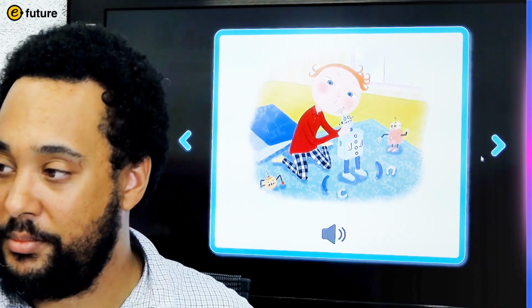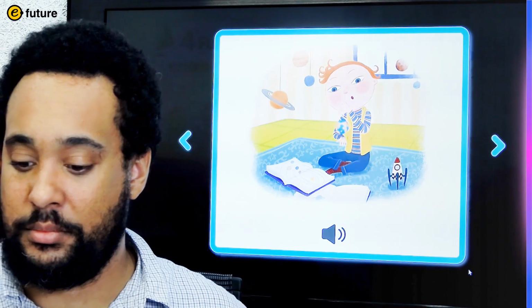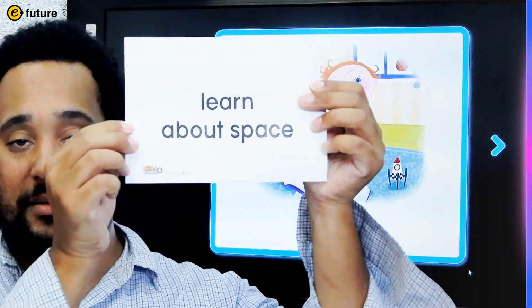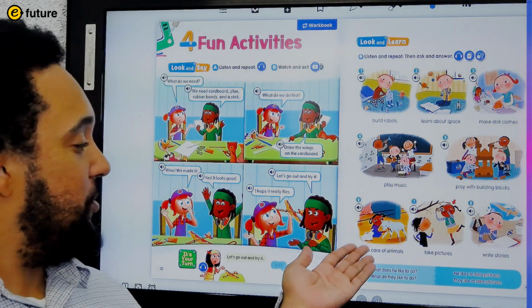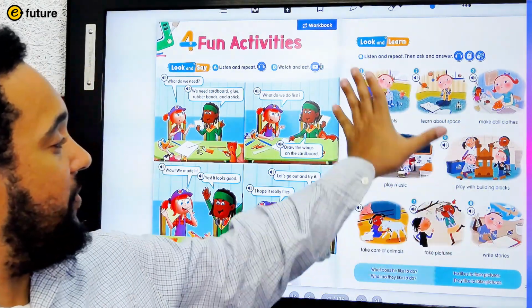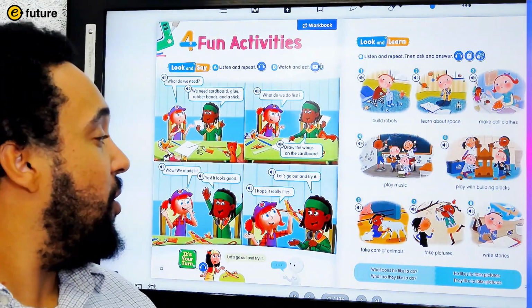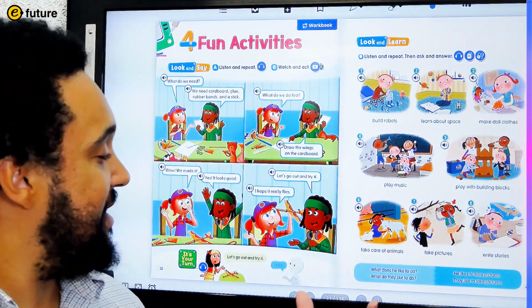Let's do one more. Learn about space. Learn about space. So hold up this flashcard. Very good. All right, everyone. Let's take a look at page 23 in our books now. We've reviewed all of these. We've learned all of these vocabulary words, right? So let's now practice using these vocabulary words in a sentence.